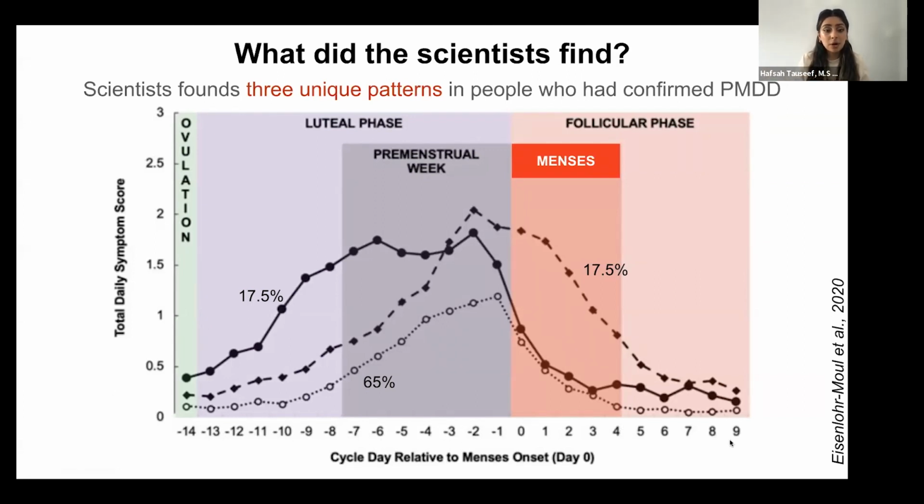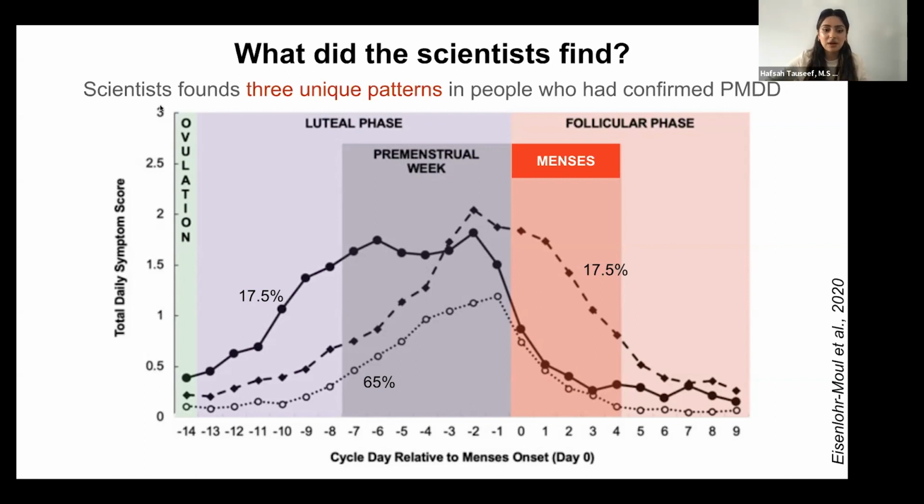The purple phase is the luteal phase, where PMDD symptoms are thought to be most present. And the red area is considered the follicular phase, where bleeding is supposed to start and where PMDD symptoms typically drop off. If I look at the y-axis, this is the average of daily symptom ratings. So lower means lower symptoms, and higher means higher symptoms.